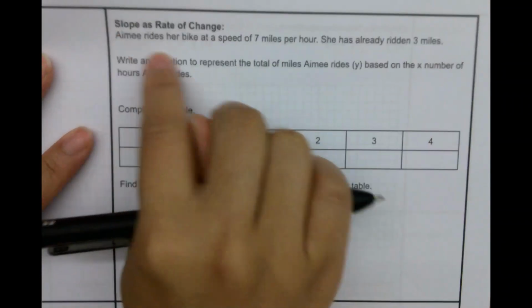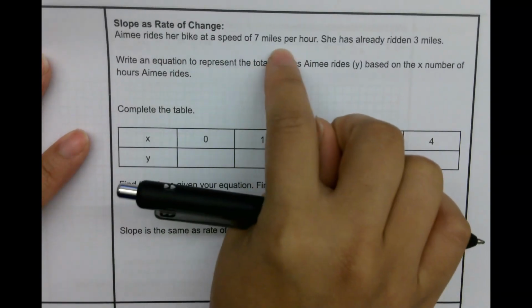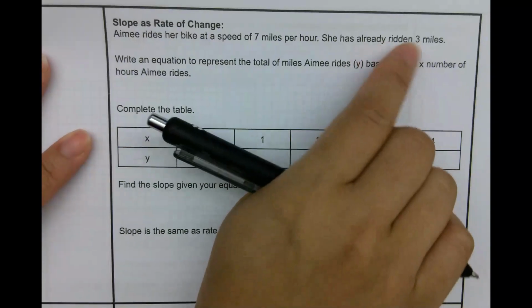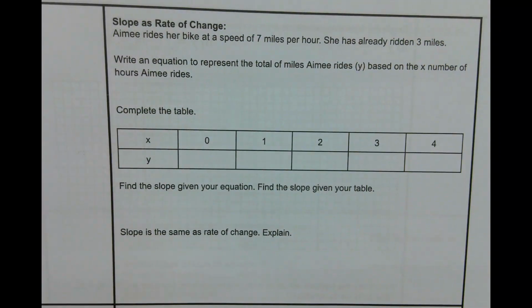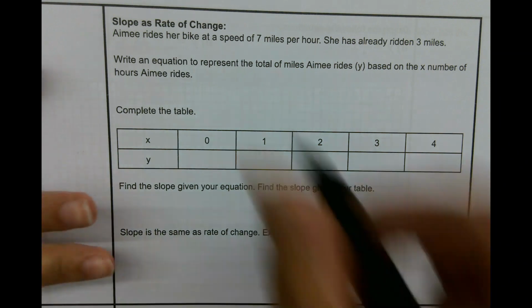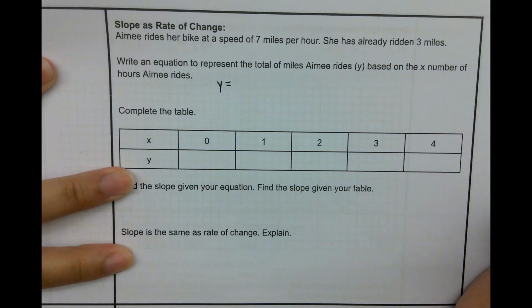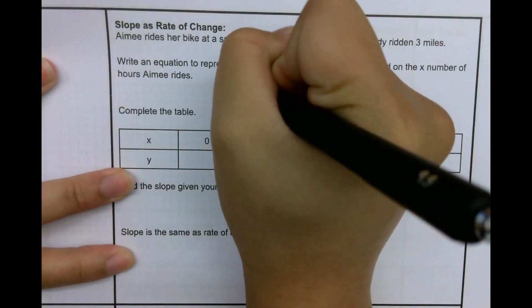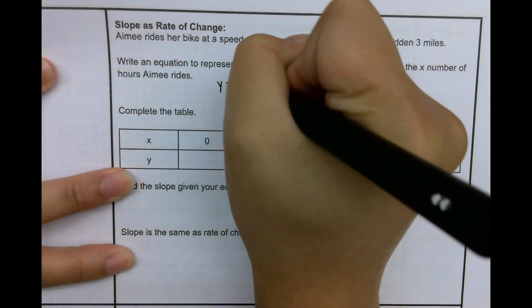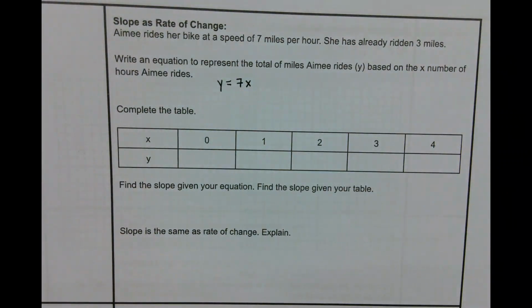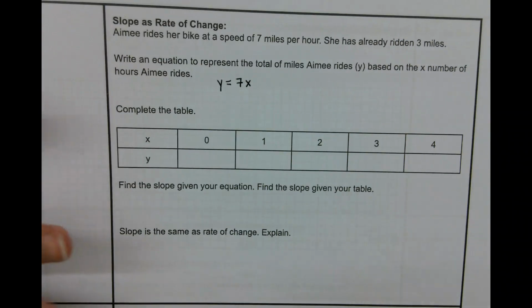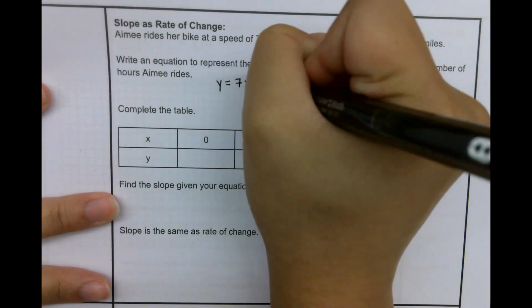So Amy rides her bike at a speed of 7 miles per hour. She has already ridden 3 miles. So if we were to write an equation to represent the total miles Amy rides, if we call that y, based on x, the number of hours Amy rides, it would be like this. So y, her total amount of miles she rides, is 7 miles per hour times x, which is the number of hours she rides. Okay? And then since she's already ridden 3 miles, we got to add the 3 that she already has.